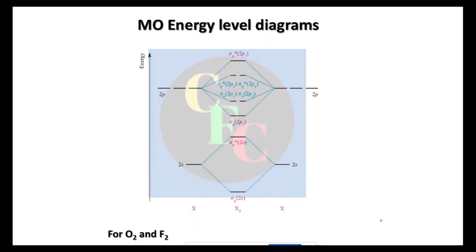Now let us go directly to oxygen and fluorine first. And what are we leaving behind? We are leaving behind boron, carbon and nitrogen. We will discuss this shortly, but let us first discuss oxygen and fluorine. Okay, so for oxygen and fluorine, the orbitals would look like this, right?